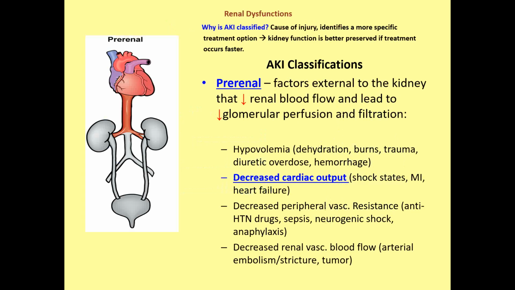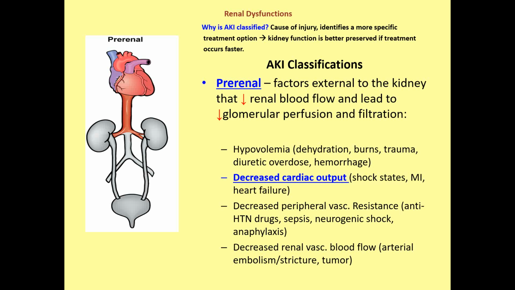So from these three terms, prerenal, intra, and post, you can identify that the acute kidney injury is classified. So why is it classified? Well, it has to do with treatment. Physicians will determine where the injury has occurred, and then that way it can help identify a specific treatment for that injury. And when we talk about prerenal AKI or acute kidney injury, we're talking about, fancy way of saying it, factors external to the kidney that decrease renal blood flow and lead to decreased glomerular perfusion.